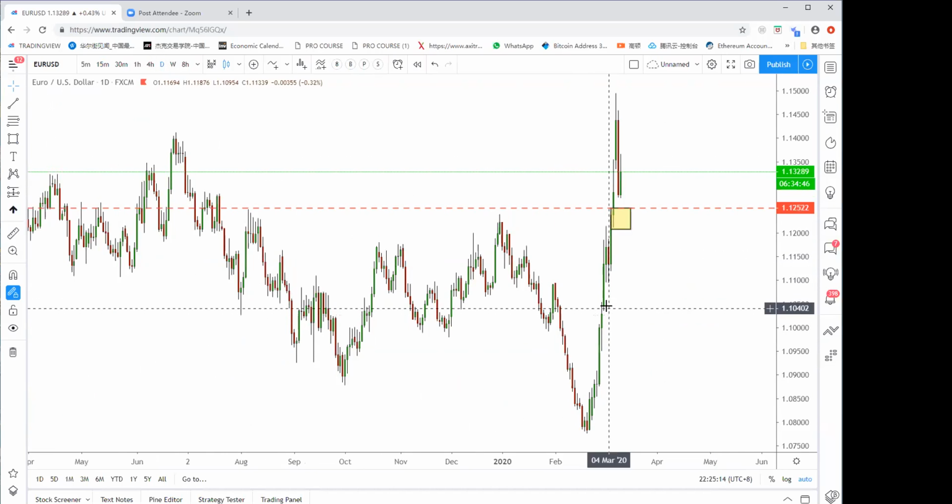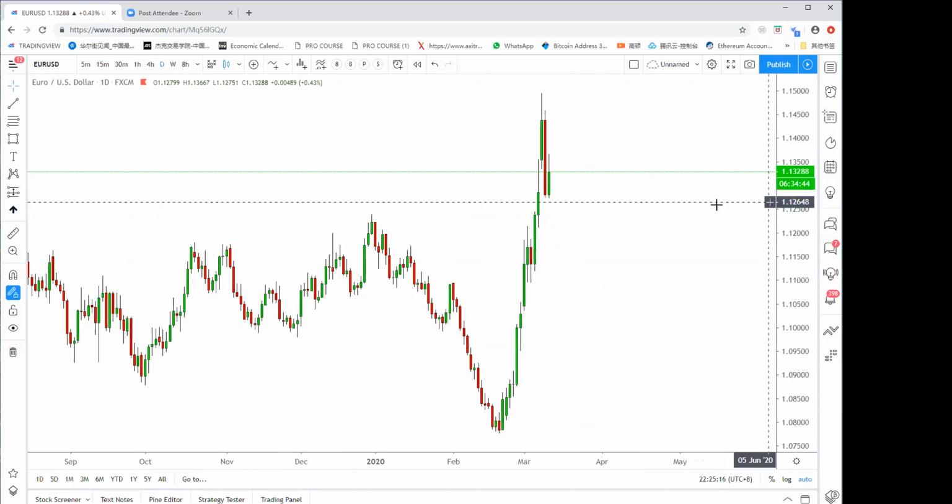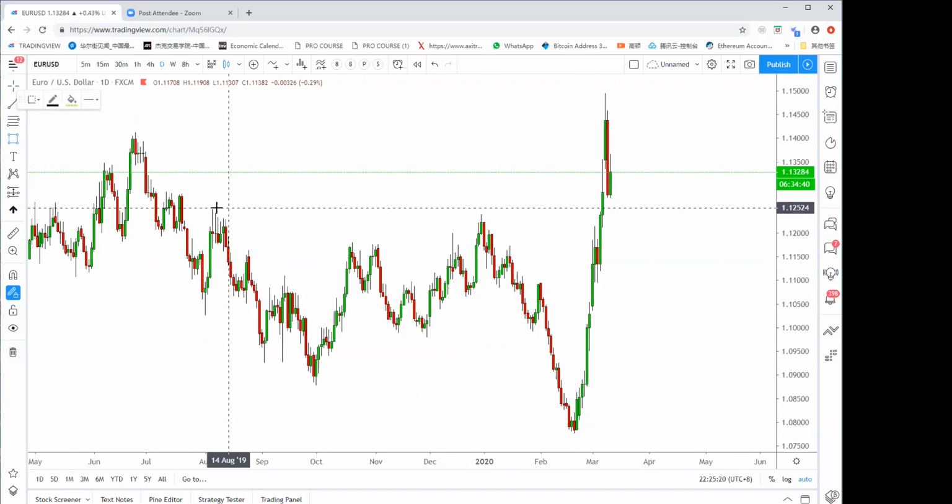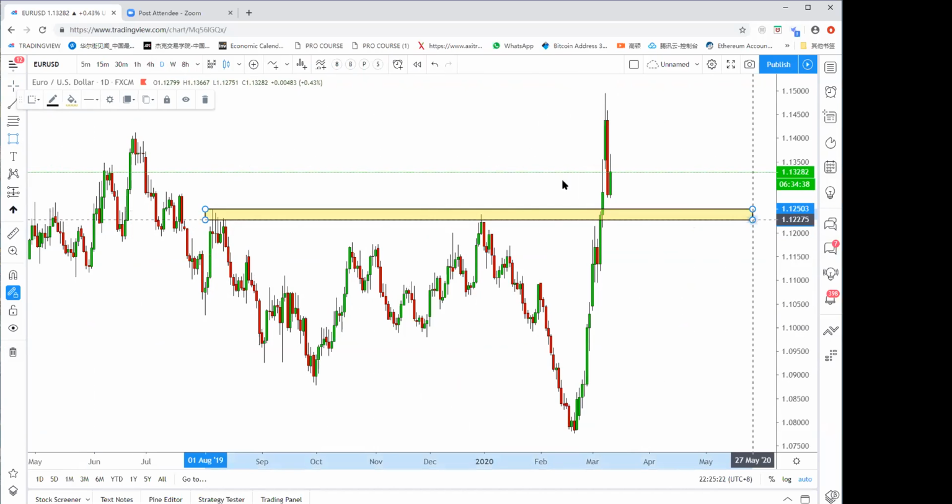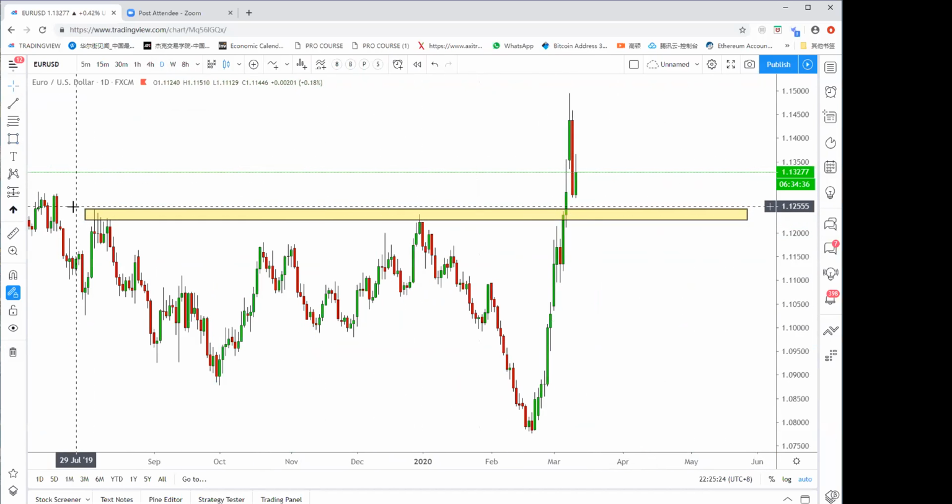The euro dollar breaks a very, very important resistance, which is 1.1250. Here you can draw a resistance, or you can draw the structure. It breaks the structure and pulls back. So we want to buy the euro from 1.1250.